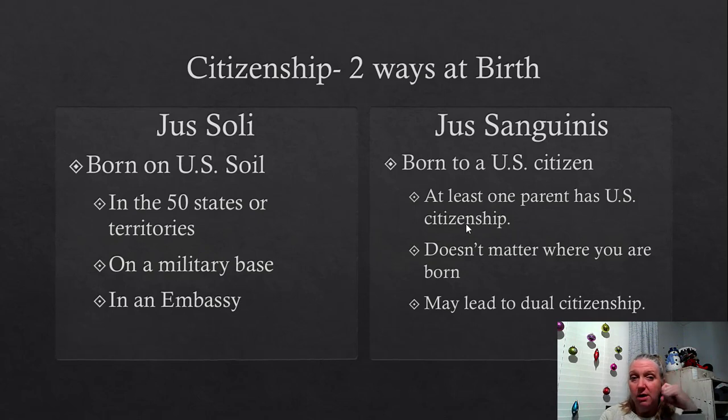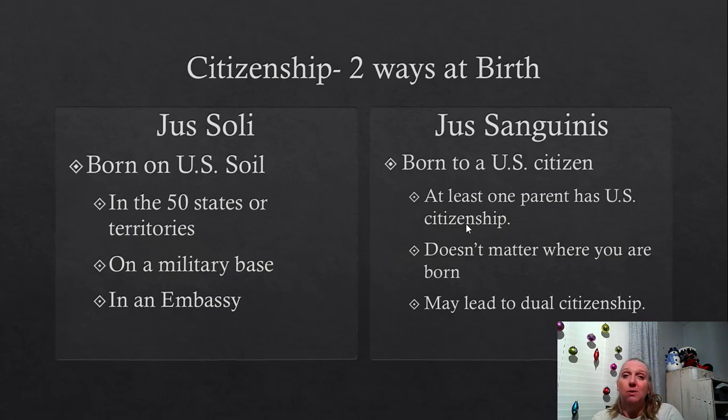There are two ways that we get citizenship by birth. Jus soli, which is born on U.S. soil. So you have to be born in one of the 50 states or territories. If you are born on a military base anywhere in the world, or in an embassy, all of those places are considered U.S. soil, and an individual born there would automatically get citizenship to the United States.